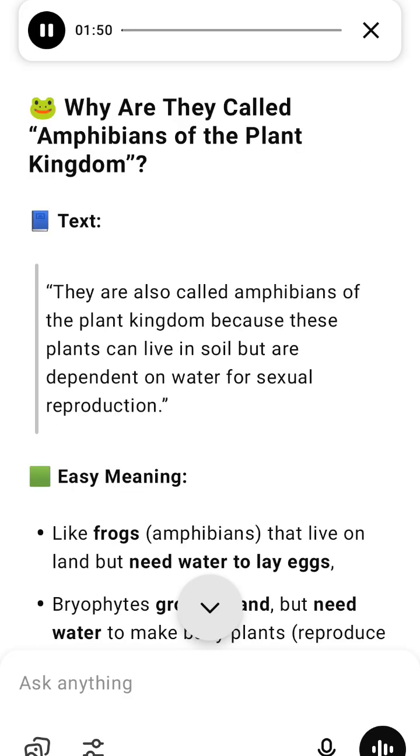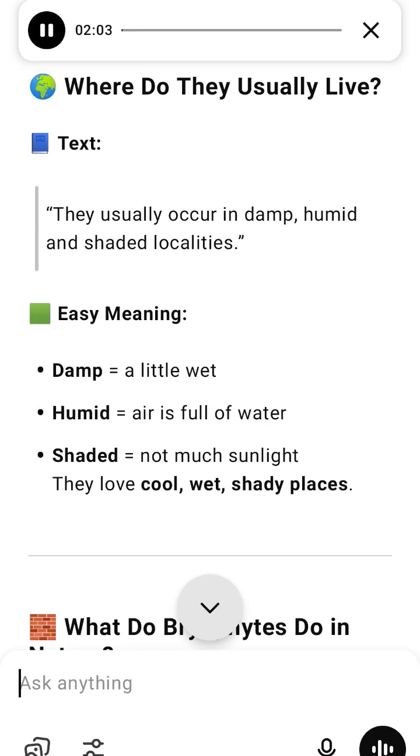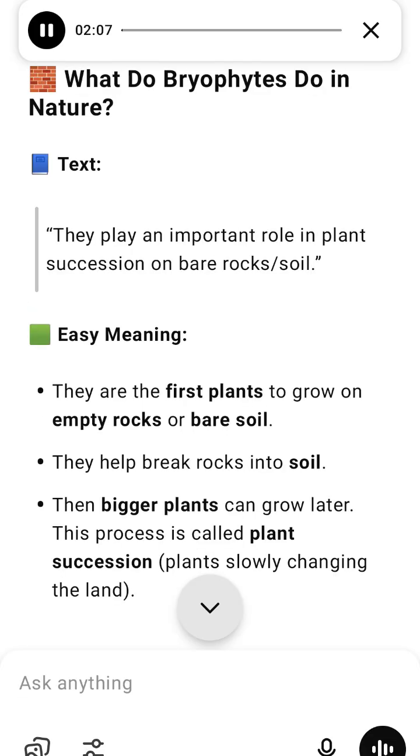1. Bryophytes as a story. The tiny green hero. A tiny green plant named Bryo. Bryo lives on a cool, wet ground. He's not fancy. No big flowers, no strong roots, no tall stem. But guess what? Bryo is very important for the earth. One day it rains.